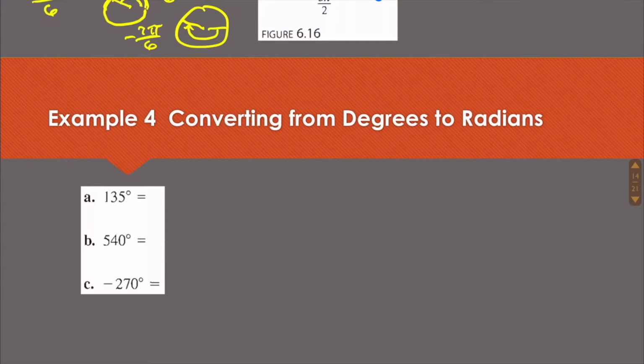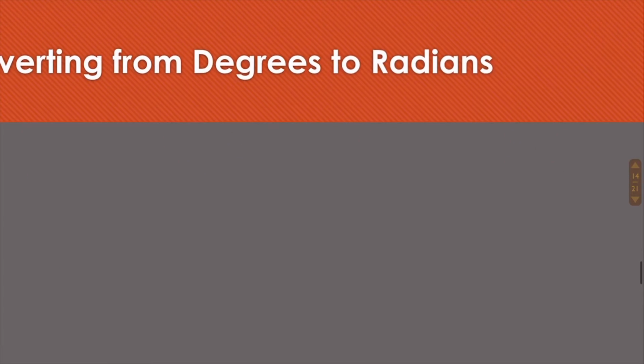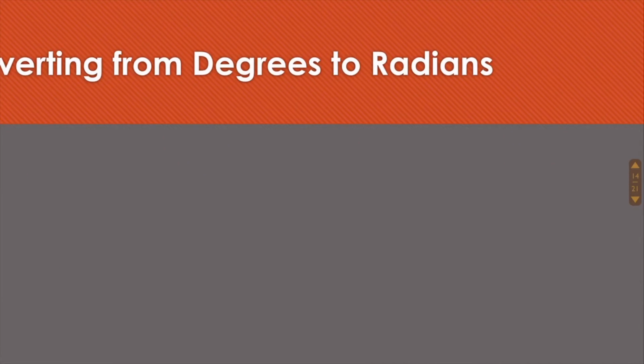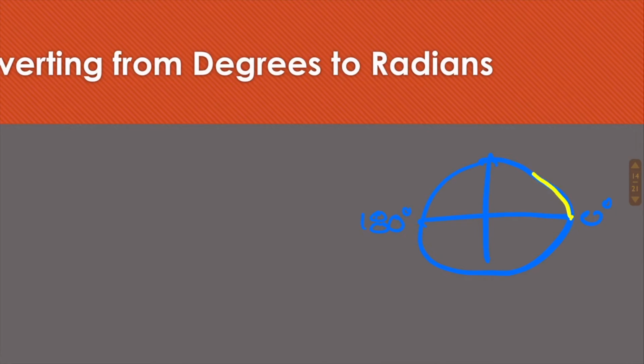So here's example 4, converting from degrees to radians. Okay, so now we're talking about unit conversion of degrees to radians. If we talk about a circle and recognize that as we go from 0 degrees to 180 degrees, that's the equivalent of saying that I'm going from 0 radians to pi radians. So there's pi, and it's the same distance as 180.